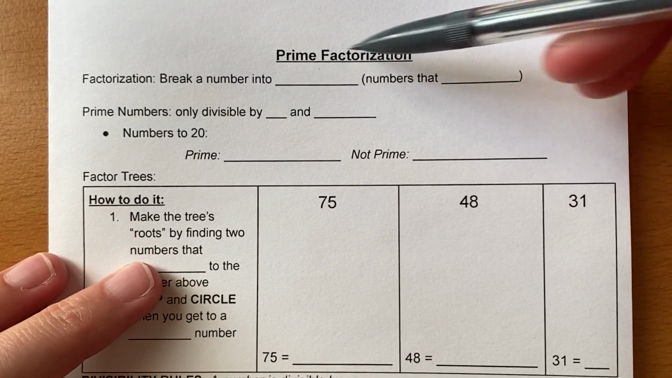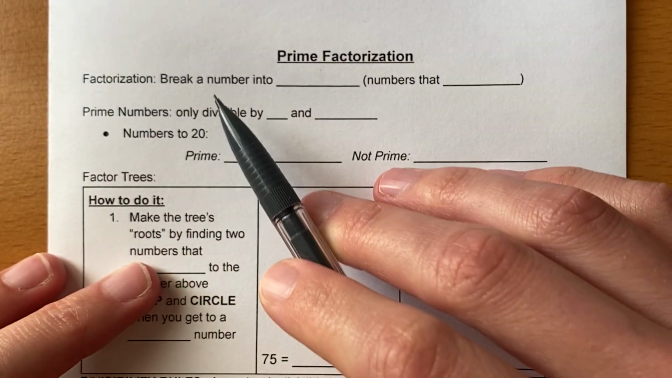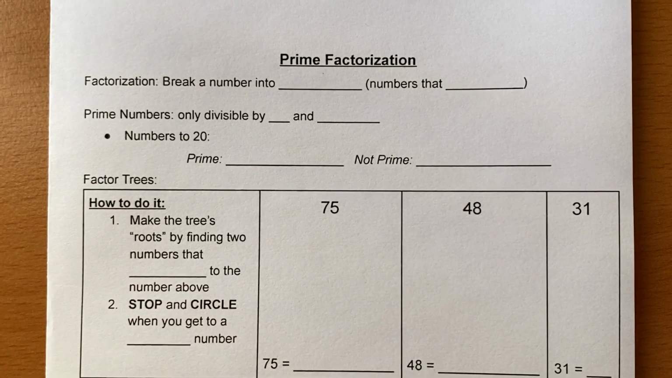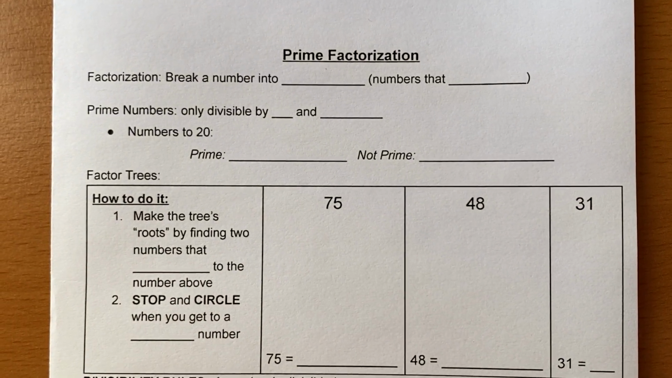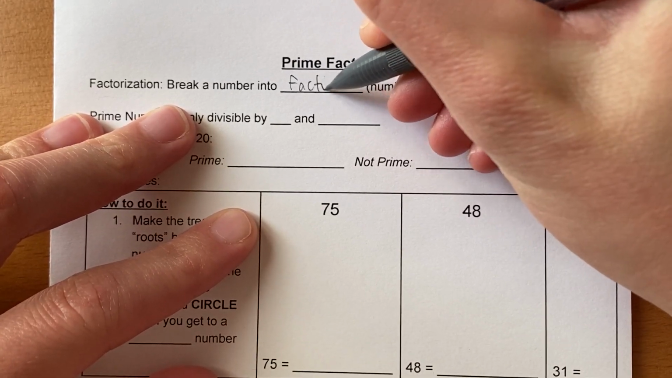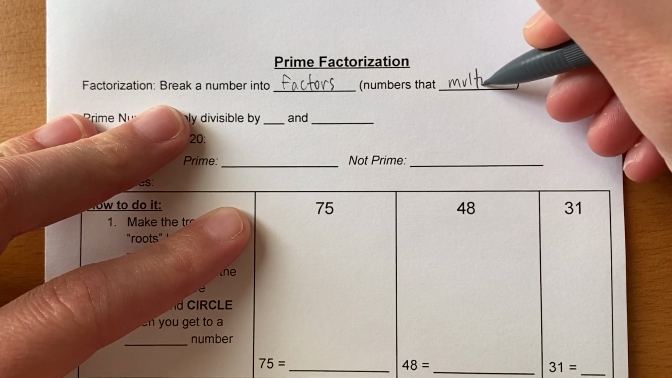We're going to learn about prime factorization. So let's talk about those two numbers. Factorization means to break a number into what's called factors. Now, factors are numbers that multiply. We're going to break a number into factors. Factors are numbers that multiply.